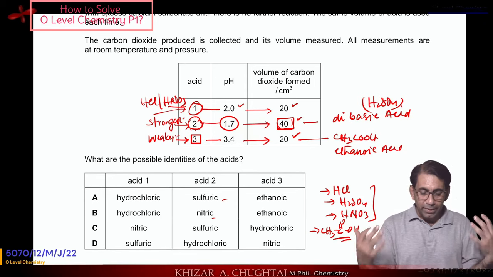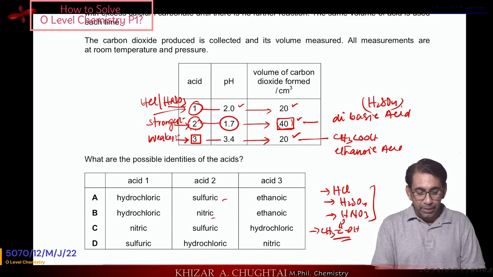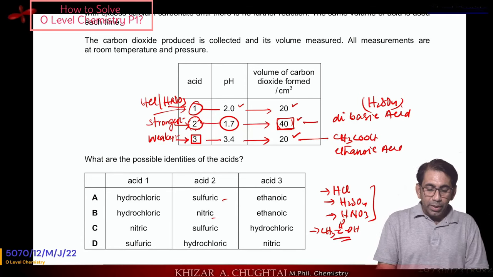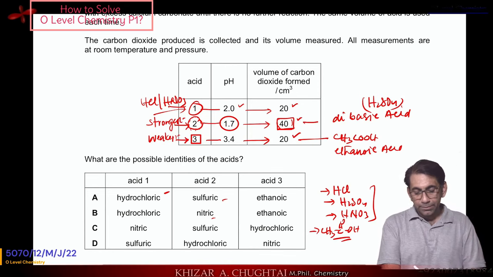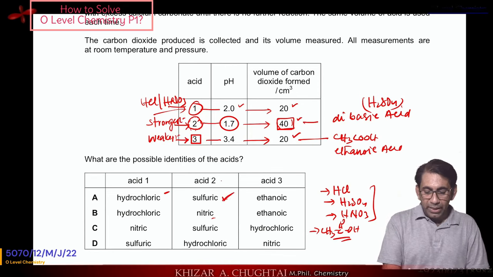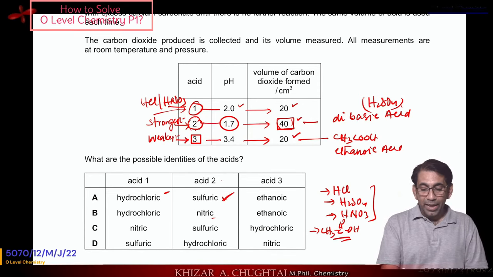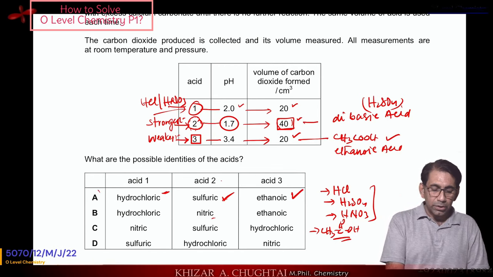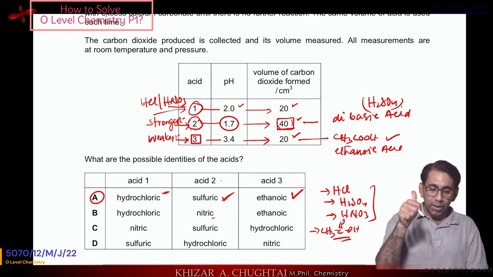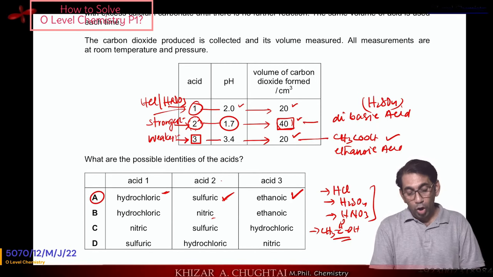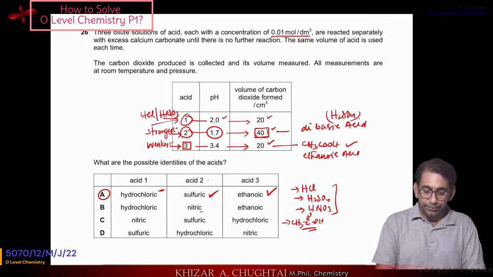Now let's move towards the correct options. Row 1: acid 1 may be HCl or HNO3, yes. Acid 2 is sulfuric acid, yes. And acid 3 is ethanoic acid, yes. So A is the confirmed correct answer option.